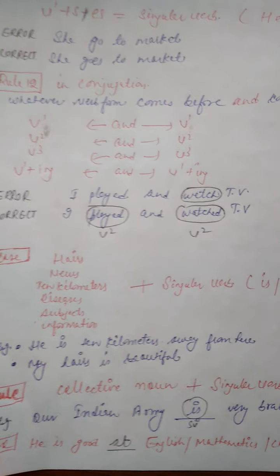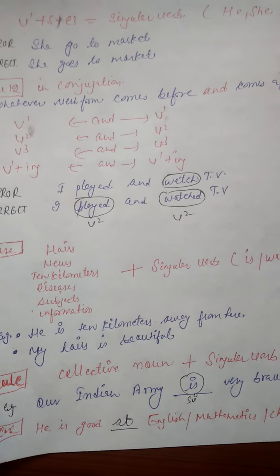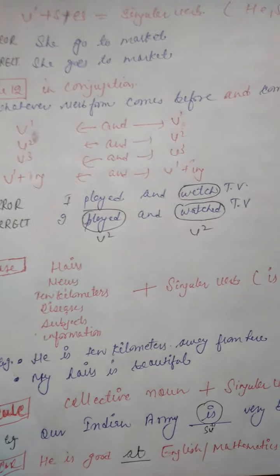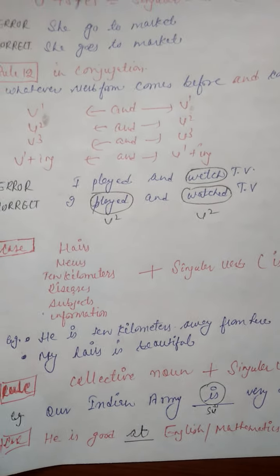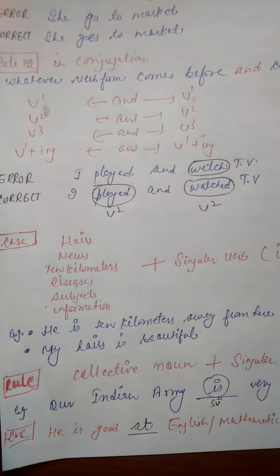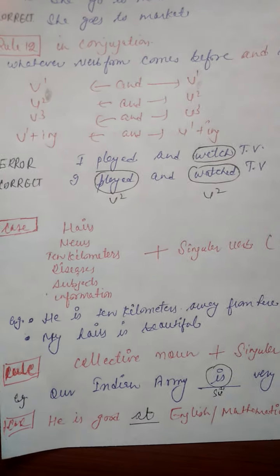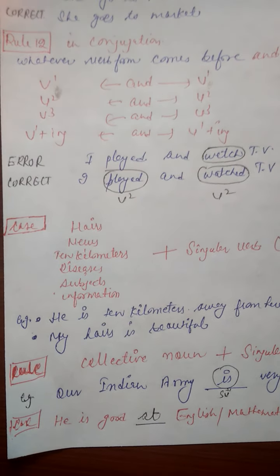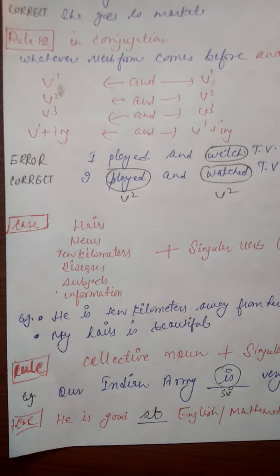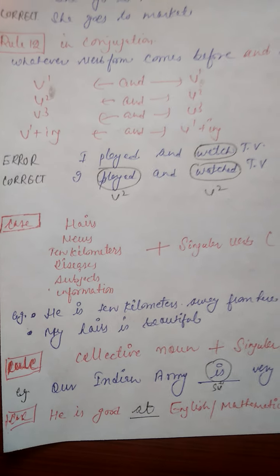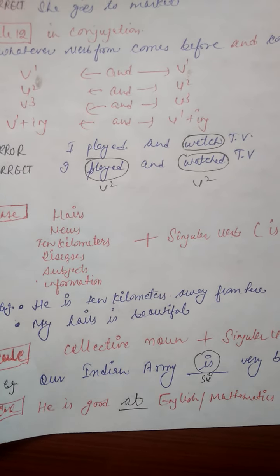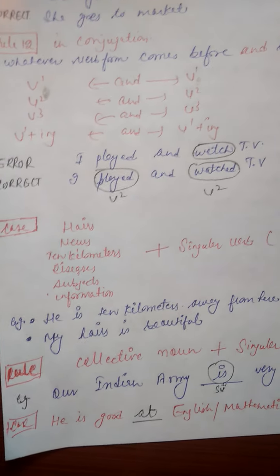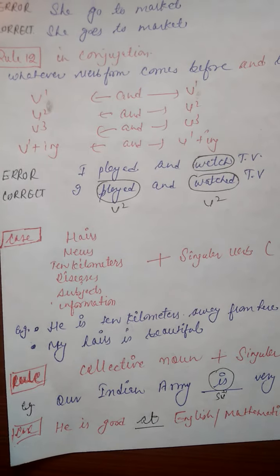after 'and'. So the example is "I played and watch TV." So it is an error. We will not say watch. "I played and watched TV." Why? Because played is in second form of verb. Play, played, played. So second form of verb is played. So if it is in second form of verb, we will use second form of verb after 'and'. So watched, we will use watched.